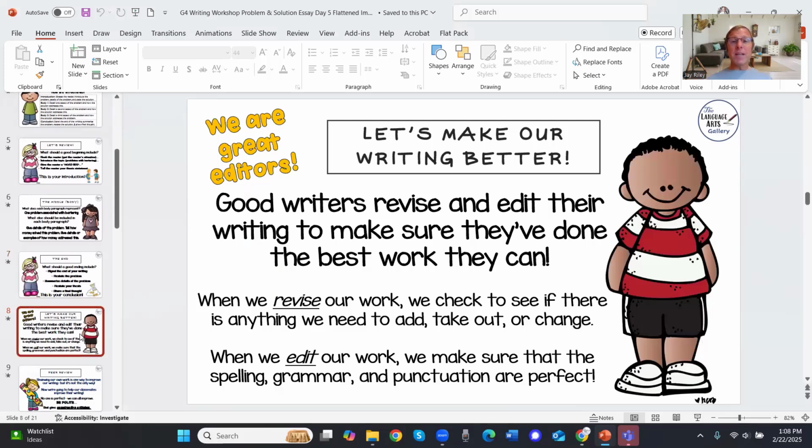So now I want to move into the peer review process. And I think it's really important as we're moving through peer review to talk about examples and non-examples of feedback. So when we revise our work, we're making changes to our essay. We're making substantial changes, changes to the content. We're taking things out, we're adding things in. When we edit our work, we're checking to make sure that it's perfect. We want our spelling, our grammar, our punctuation, all of that to be perfect, because this is something we are going to publish or submit to our teacher.